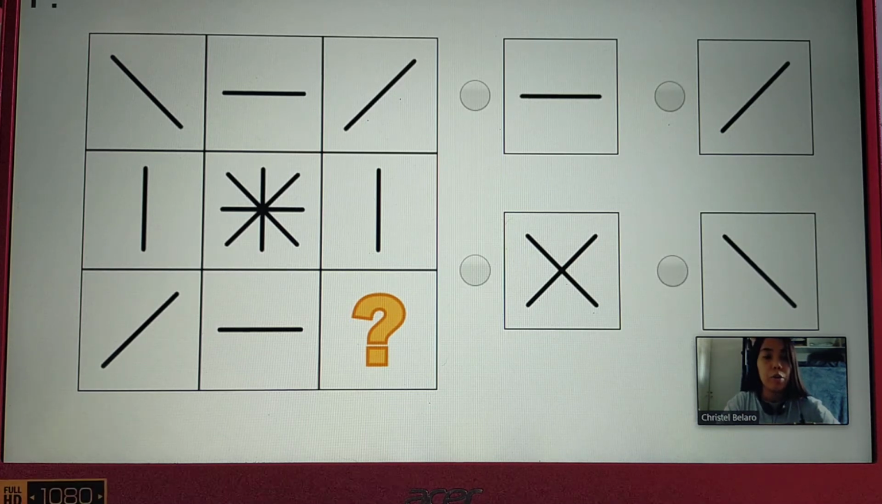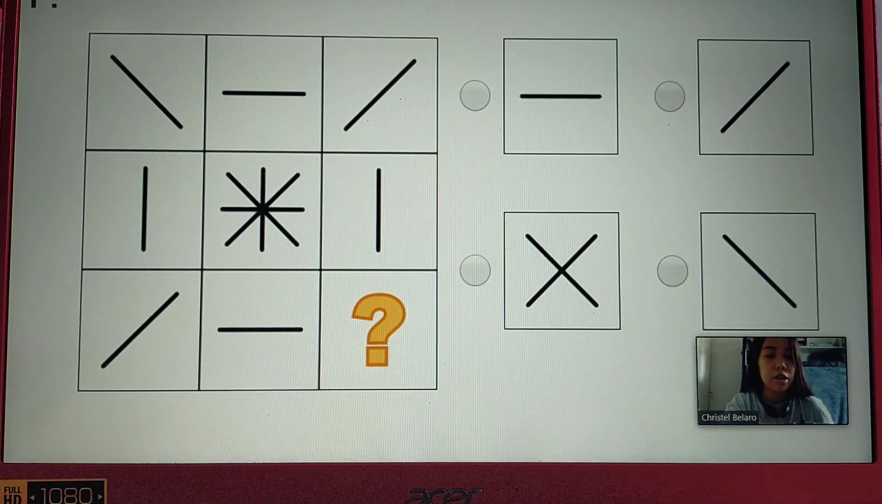I'll call one student to answer. Yes, Gwyn, what is your answer? Okay, the answer is letter D. So we're going to identify the pattern. As you've noticed in this diagram, we have this. So obviously the answer is letter D.